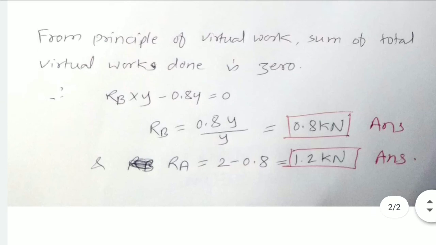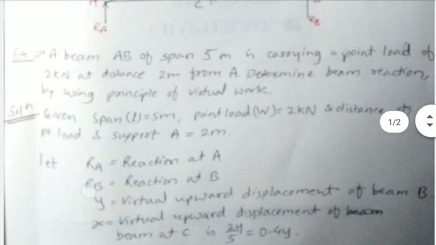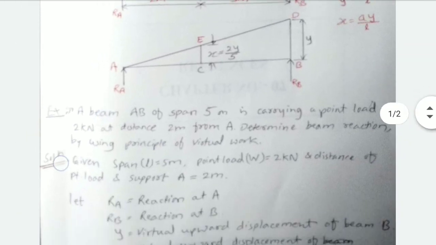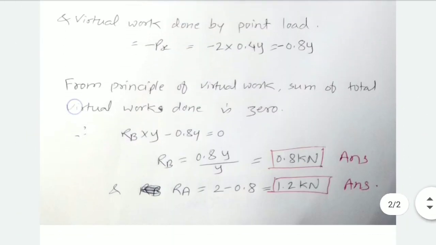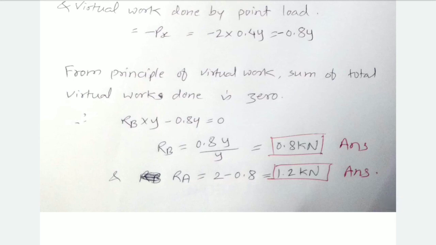Now for RA, we know the total force is 2 kilonewton, so by equilibrium, 2 minus 0.8 gives RA as 1.2 kilonewton in the upward direction. The question was to determine the beam reactions using the principle of virtual work, and we have found the reactions RA at 1.2 kilonewton and RB at 0.8 kilonewton. Thank you.